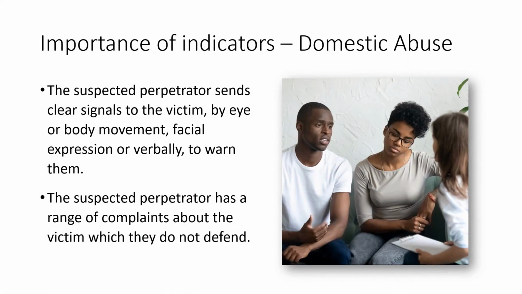The suspected perpetrator sends clear signals to the victim by eye or body movements, facial expressions, or verbally to warn them. The suspected perpetrator has a range of complaints about the victim, which they do not defend. Again, we see the importance of being aware of indicators so that we hear the triggers to curiosity.